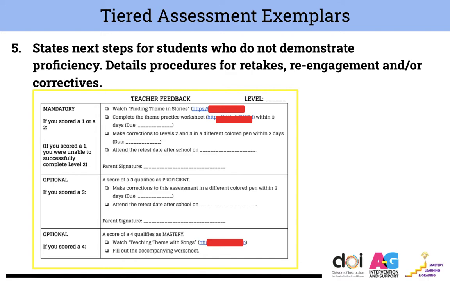In this example, the teacher has included a section in the assessment where they will be filling in feedback. If the student scores a 1 or a 2, which is not yet proficient, you'll notice that they are providing a series of assignments that the student may engage in order to support their growth. Optionally, they include enrichment opportunities if the student scores a 3, and a differentiated enrichment opportunity if the student scores a 4.